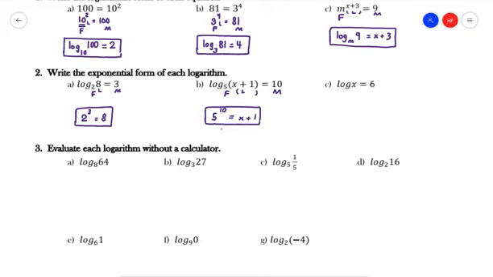And whenever we don't have a base, remember that it is 10. So this is log base 10 of x equal to 6. So first, then last, then middle. This would be 10 to the power of 6 is equal to x.